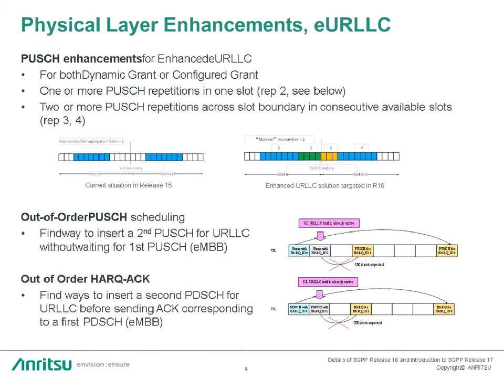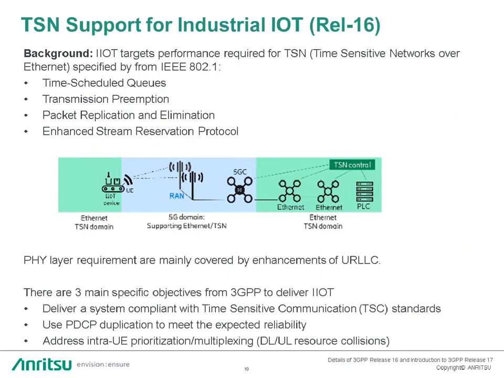Details on a specific feature: there is PUSCH enhancement, which is about out of order PUSCH and out of order HARQ. And also there is time sensitive networking support for Industrial IoT, where the integration of the industrial network is done with the 5G technology, and we are replacing the industrial Ethernet with 5G Release 16.